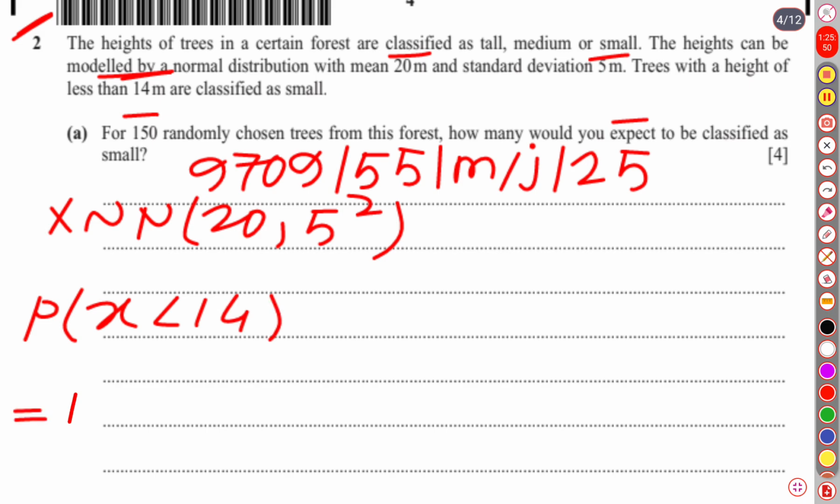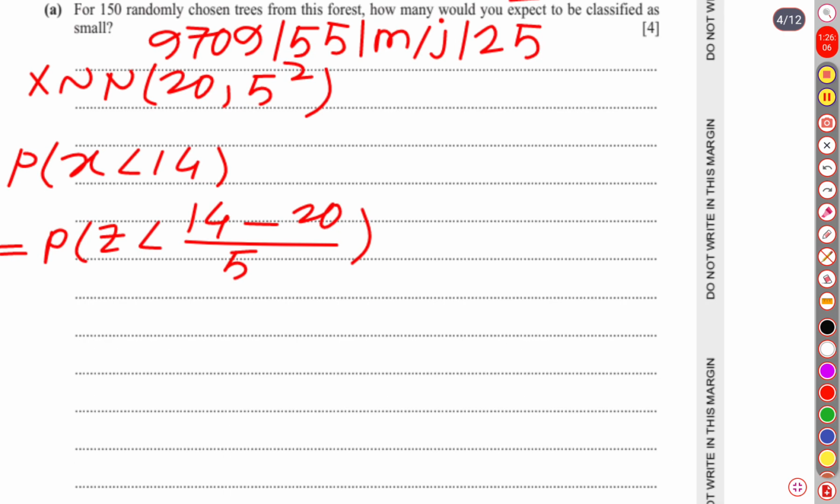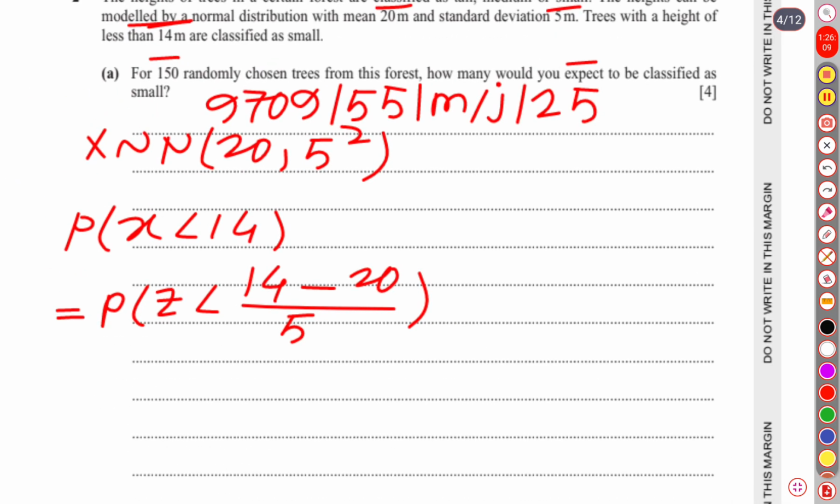If we standardize this score, it is going to be Z is less than 14 minus mu. Mu is 20 and our standard deviation is 5. Surely our z score is going to be negative because the mean is greater than our score. Then the probability Z is less than negative, if we divide 6 by 5, 1.2, it's negative 1.2.